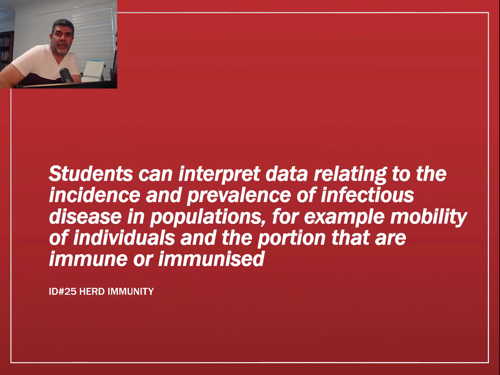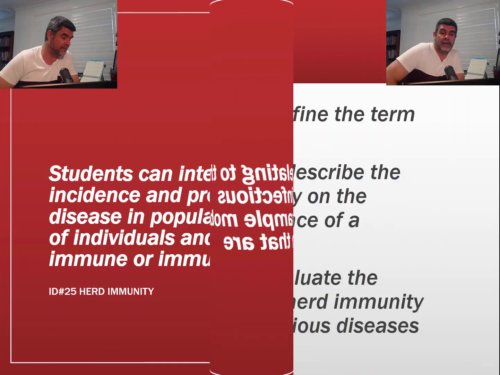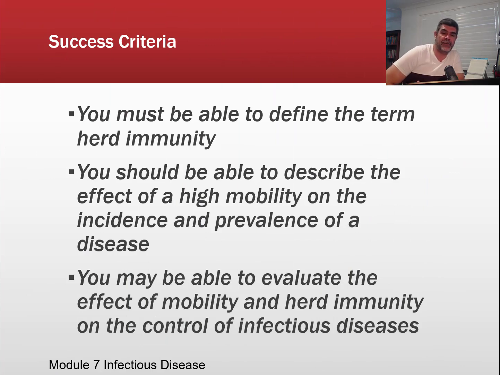Our goal is to interpret data relating to incidence and prevalence of infectious disease in populations, for example mobility of individuals and the portion that are immune or immunized. So this allows us to introduce this concept of herd immunity, to get you to understand some of the effects of herd immunity and the importance of high mobility on incidence and prevalence of disease, and perhaps how these two things can work together to either reduce the incidence of infectious disease and keep them under control, or actually to increase their prevalence.